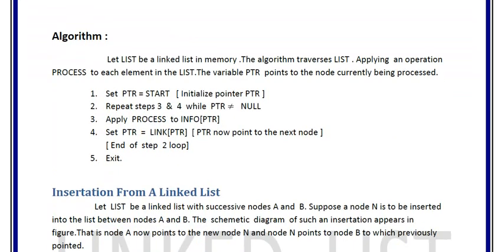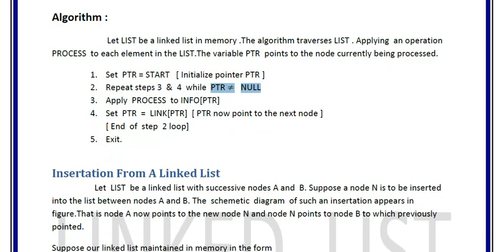Algorithm of linked list is given here. First we need to start the position and then repeat 3 and 4 until the PTR is null. Apply the process to information of PTR and set PTR equals to link PTR. That means PTR is now pointing to the next index. That means if it is visiting the 0th index, it will point to the index number 1. When it is visiting the 1 index, it is pointing to the 2. And when the PTR is not equal to null, this will repeat the condition 3 and 4, and after that it will exit the loop. That is how the linked list works.